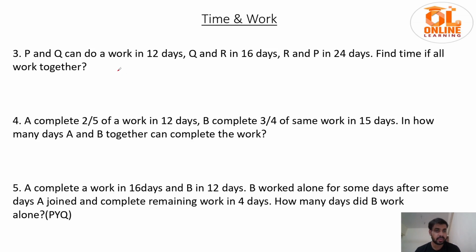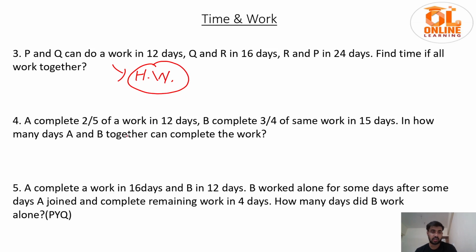Now let us move to the next question. P and Q can do a work in 12 days, Q and R in 16 days, R and P in 24 days. Find time if all work together. Please take this question as homework and write the answer in the comment section.